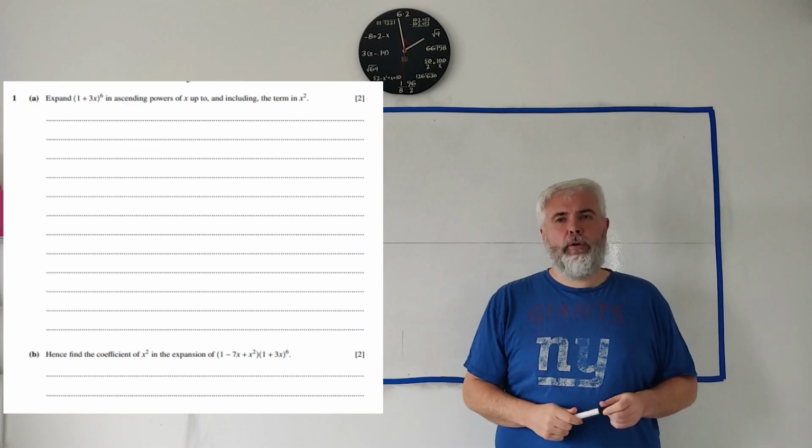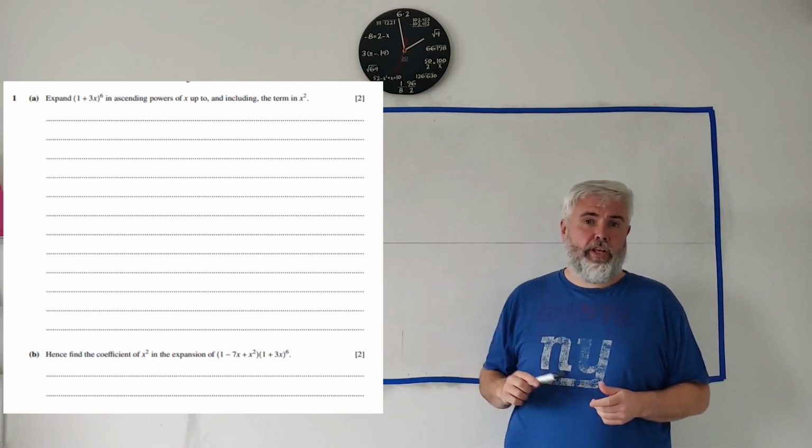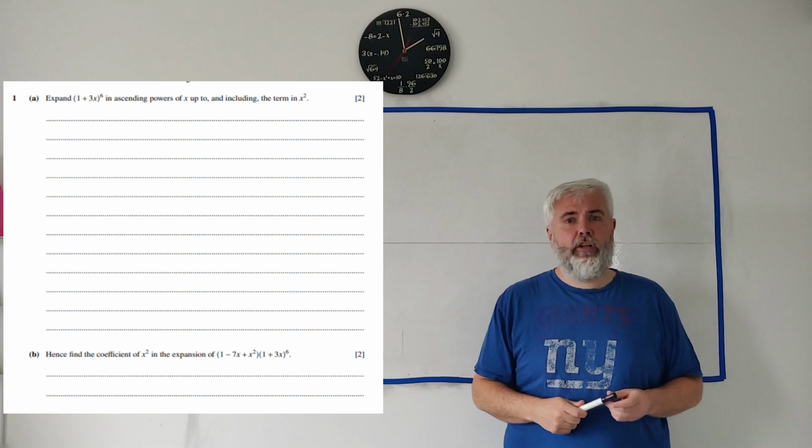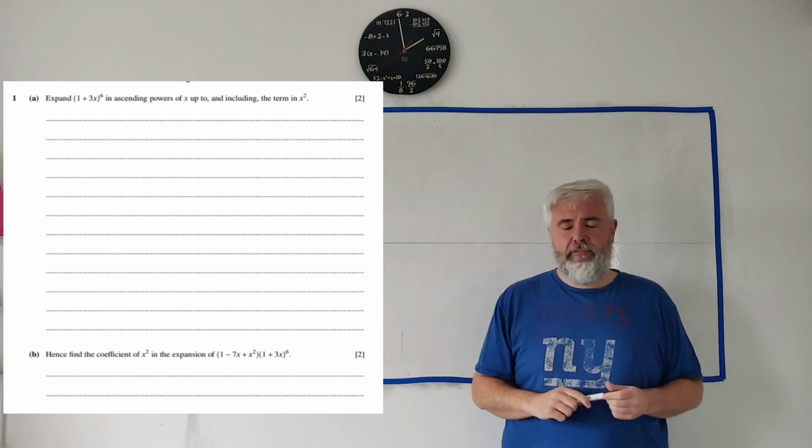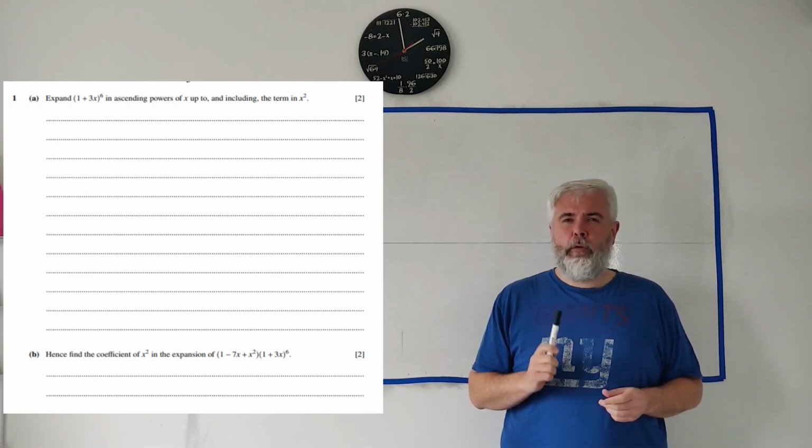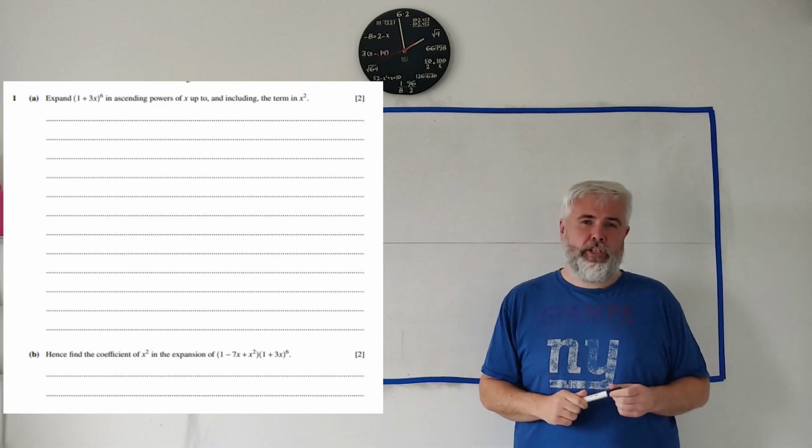In this video, I'll be working through the question you can see on the screen from the Cambridge A-Level Maths Paper 1. Specifically, it's Paper 1-1 from the winter exams in 2023.